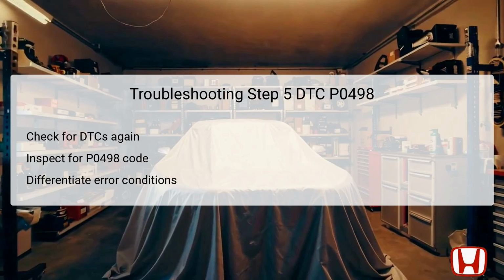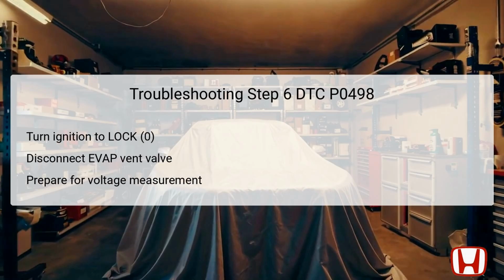consistently evident. Checking for poor connections or loose terminals at the EVAP canister vent shut valve and the engine control module ECM or powertrain control module PCM is crucial to resolve any underlying wiring problems at this stage.